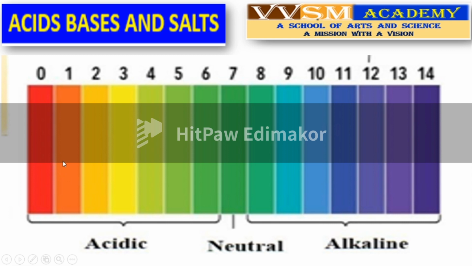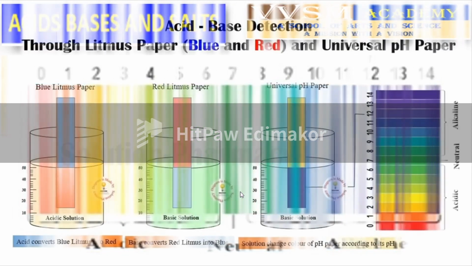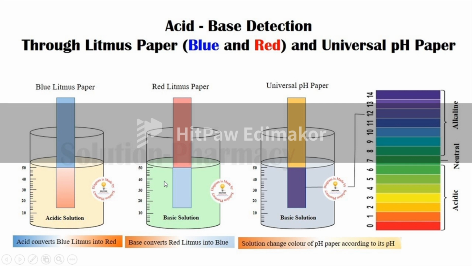Red indicates acidic in nature, blue indicates basic in nature. This is the neutral. Well, now acid base detection.